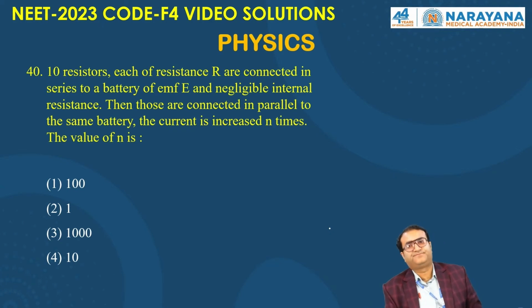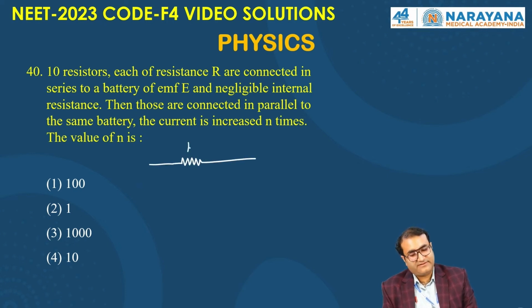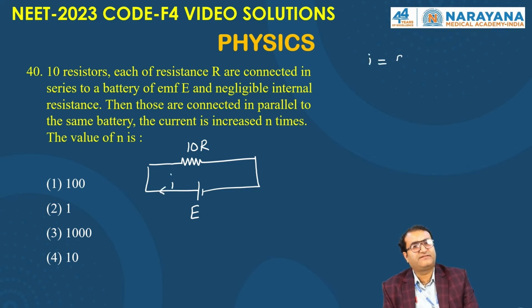Question number 40. There are 10 resistors, each of resistance R, connected in series to a battery of EMF E having negligible internal resistance. When these are connected in parallel to the same battery, current increases n times. You have to find the value of n. So when 10 resistances are connected in series, net resistance is becoming 10R. EMF is E. Current is I. We will write it as E by 10R.